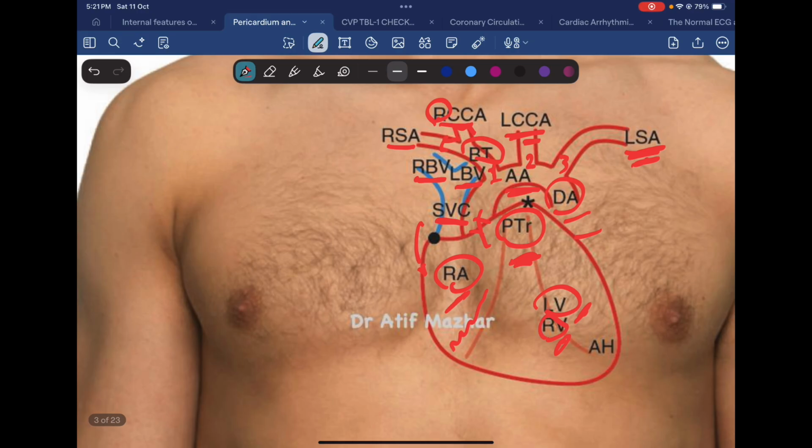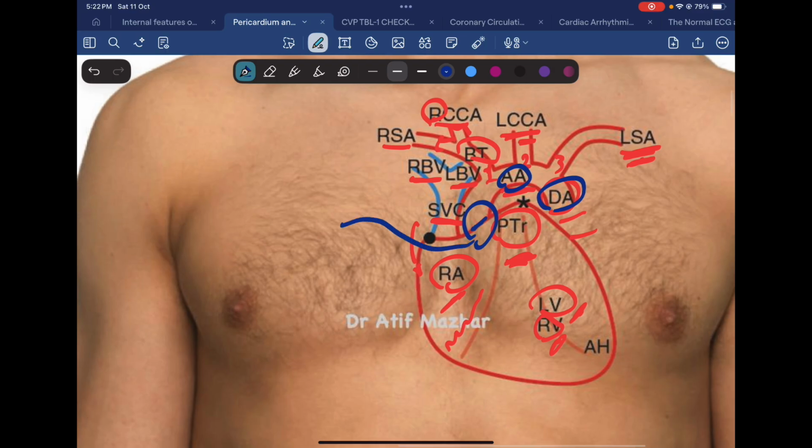You have parts of the aorta. You have arch of aorta right here. Let's use a different color and clear up the area. You have the ascending aorta right here. You have the arch of aorta, and then you have descending aorta. Now, the ascending aorta right here, you have two branches, which are the right and left coronary artery. So, two branches, RCA, right coronary artery, and LCA, left coronary artery.